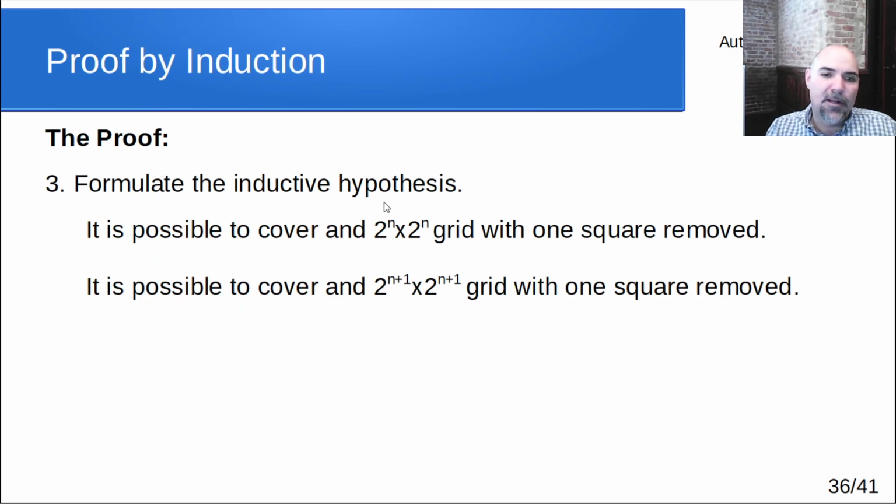Now we want to formulate our inductive hypothesis. Our inductive hypothesis is it's possible to cover a 2 to the n by 2 to the n grid with one square removed. And since that's possible, and we said this is true for any n, we could also say it's also possible to cover the next one size after that, which is 2 to the n plus 1. We can also cover that. So we have made these assumptions. That's our inductive hypothesis: we can cover this one, and since n plus 1 is just increasing n by 1, it's another n, we can also cover that one.